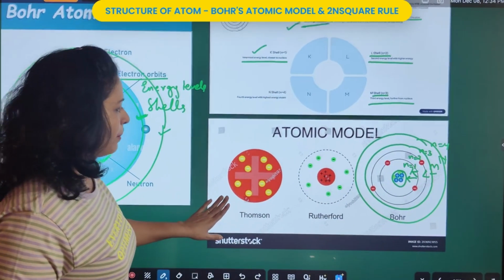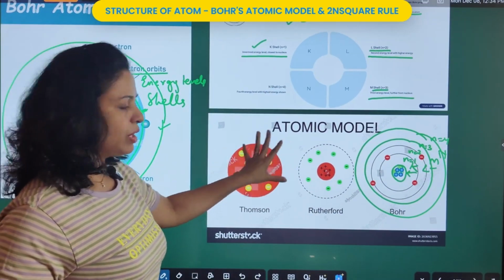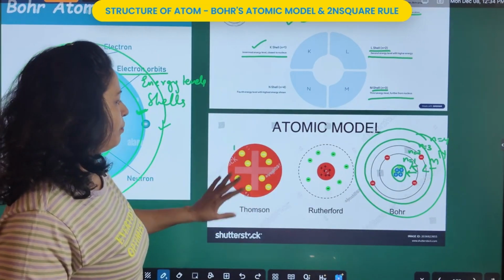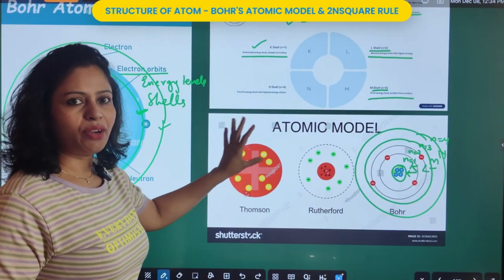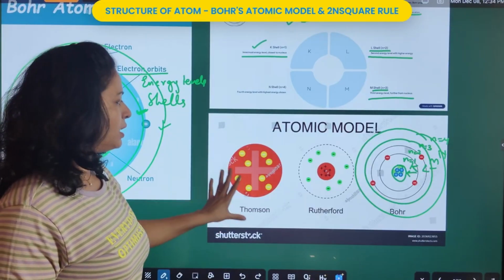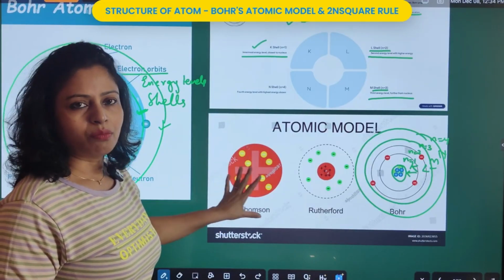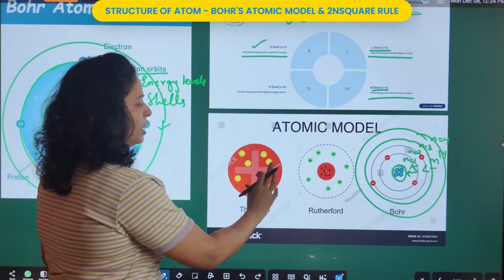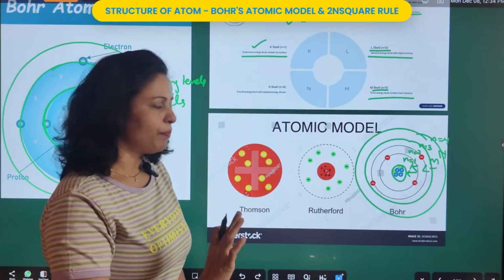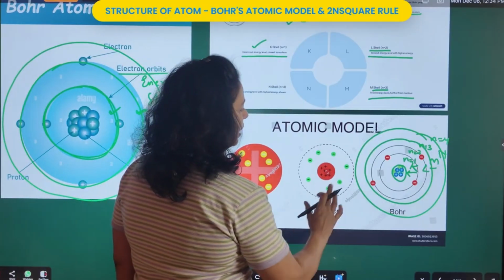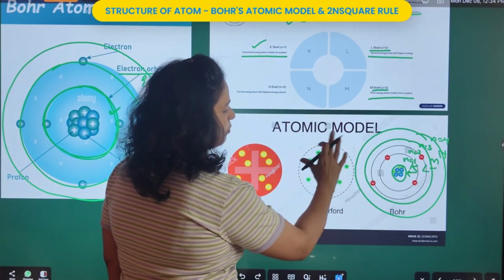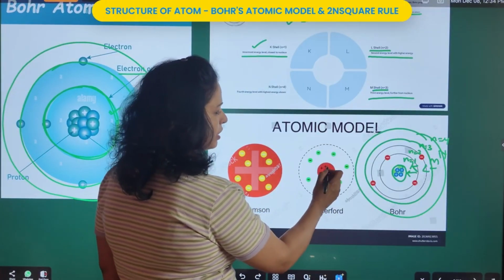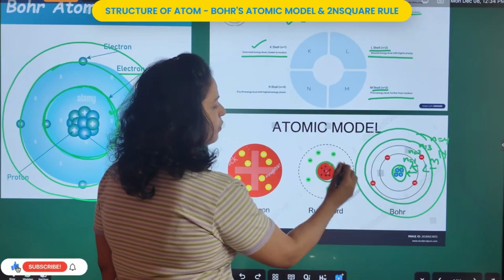If you compare, this is a very good picture. Thomson said that in the atom you have the positive part, which is the spread part. The protons are like the pudding and the electrons are embedded in it like plums. And Rutherford said that the positive part of the atom is very, very small, where the whole mass is concentrated, which is the nucleus, and electrons are revolving around it.